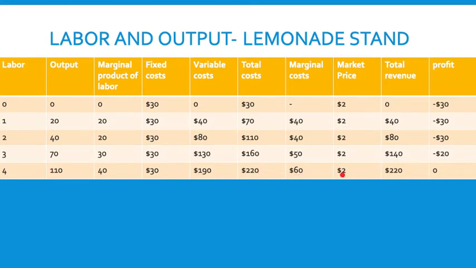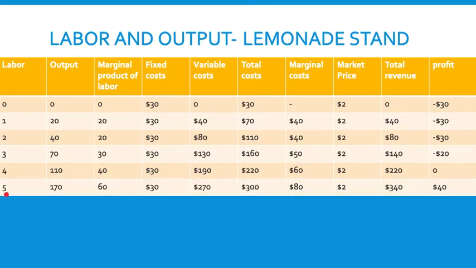At $2 per cup, we've now made $220. At least with 4 workers, we're breaking even. We're not losing money by opening the stand. So we're getting there. And you can see these trends. We don't have to go through them all line by line, but with the 5th worker, output goes up 60 units. So that's really specialized.